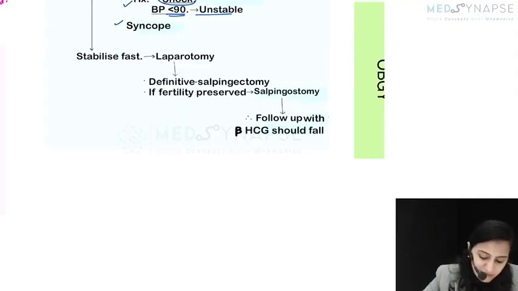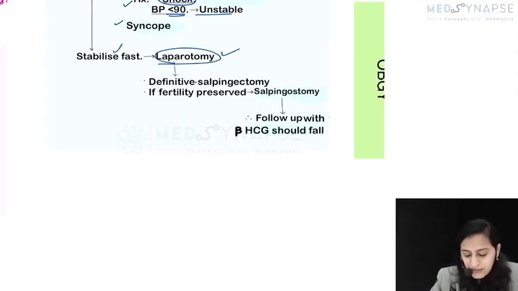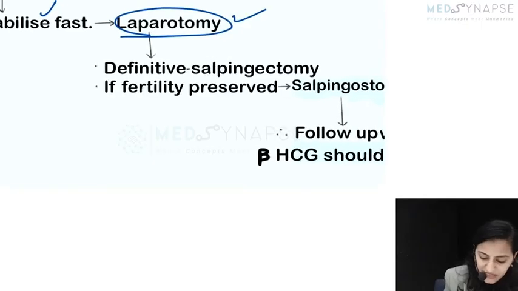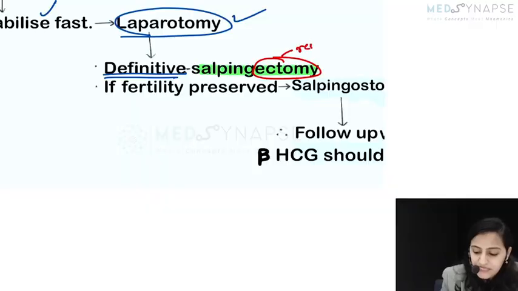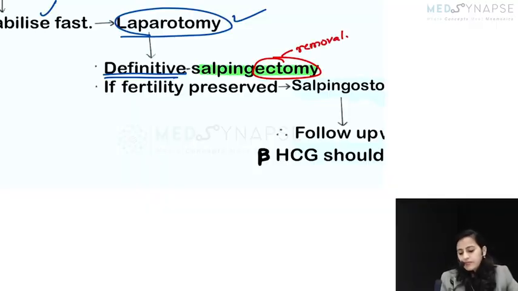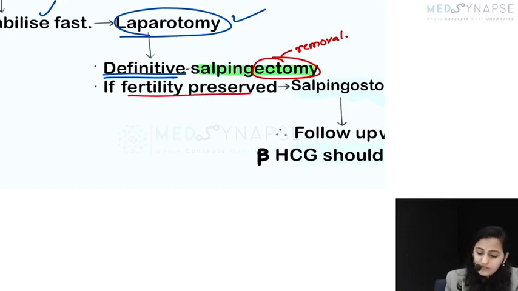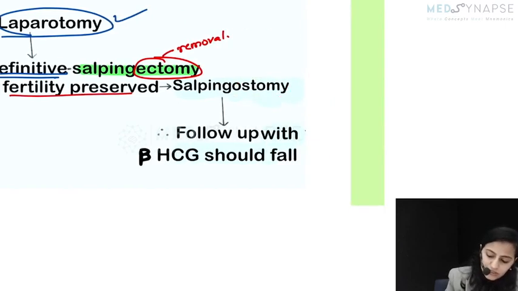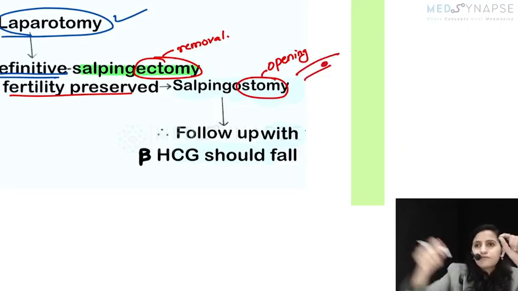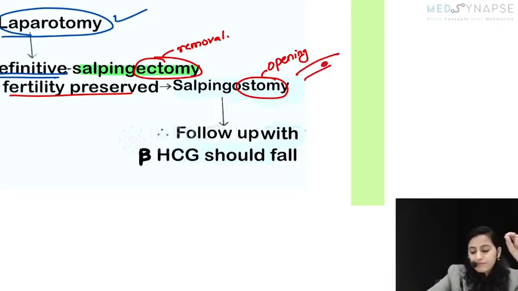In rupture, you will have to stabilize the patient fast, and you'll have to do the surgery, laparotomy. What is the definitive surgery for ectopic? Remove the whole tube: salpingectomy. Ectomy means complete removal. But if the female wants to preserve fertility, do not remove the complete tube, then you can do salpingostomy. Stoma means just the opening. So make only an opening in the tube and remove the ectopic, that is salpingostomy.